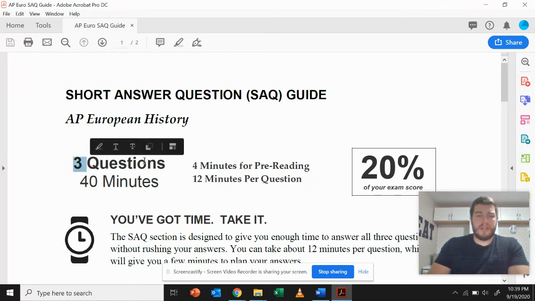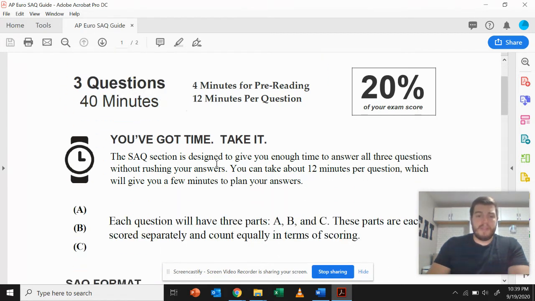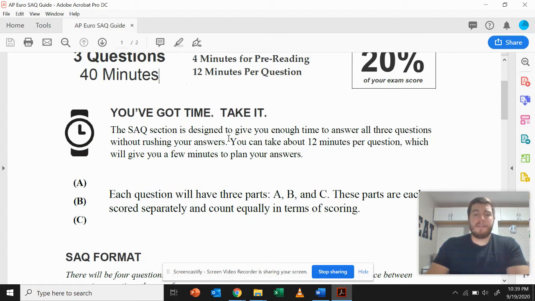So the SAQ or short answer questions, there's three of them that you have 40 minutes to do, and it counts for 20% of your exam score. So you've got time, take it. The SAQ section is designed to give you enough time to answer all three questions without rushing your answers. You can take about 12 minutes per question, which gives you a few minutes to plan your answers and what you want to write. It's important to know before you write what you're going to do. Usually when people do poorly, they start writing without a direction or knowing what they want to say, and either have really long, rambling answers that don't say anything, or are super short and don't give any specific information.